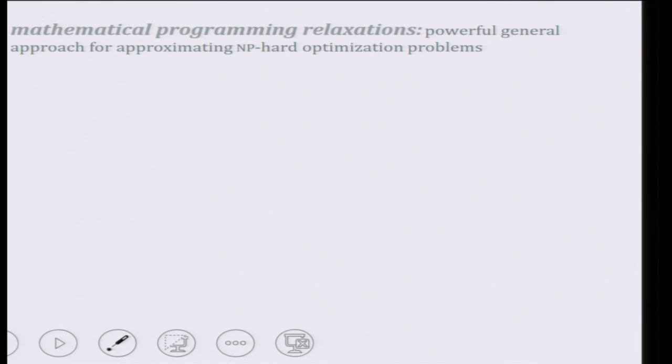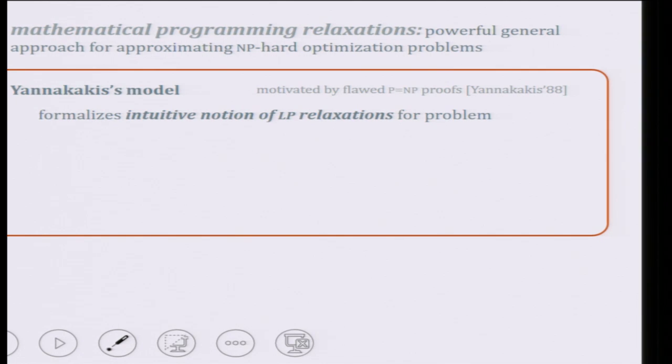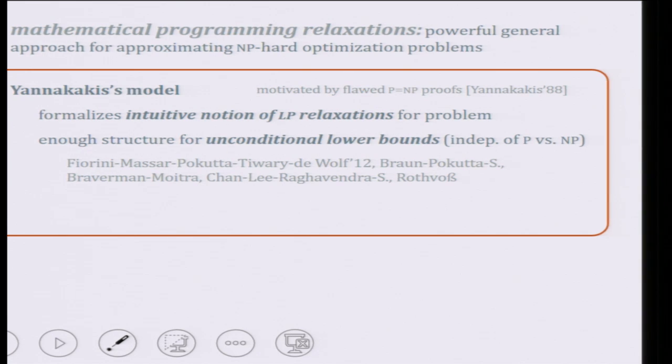A priori, it's not clear that there should be a good way of developing a formal computational model that captures these algorithms without capturing all polynomial time algorithms. But Yannakakis showed that there is indeed a way of formalizing the intuitive notion of LP relaxations for a problem, and the formalization is not too general. It has enough structure to allow for unconditional lower bounds, and only in 2012, Fiorini et al. showed the first unconditional lower bounds in Yannakakis' model. After that work, there has been a sequence of results that extend Fiorini et al.'s work to the approximation setting and to other kinds of problems.